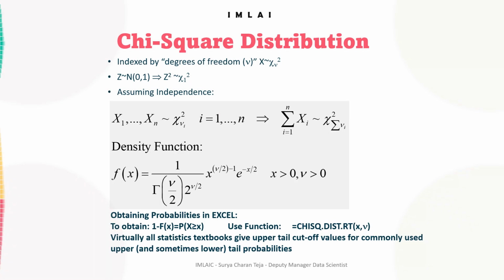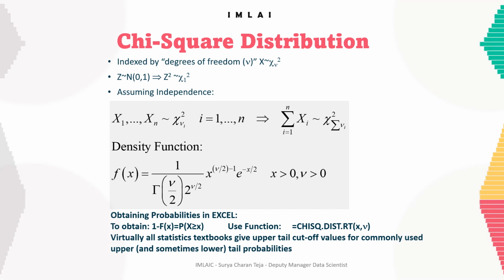Now let's see another distribution, which is the chi-square distribution. The chi-square distribution is a continuous probability distribution that arises in many statistical tests, particularly those involving the analysis of variance, ANOVA, and goodness of fit tests. It's a special case of the gamma distribution, and its probability density function, PDF, depends on a parameter known as the degrees of freedom.